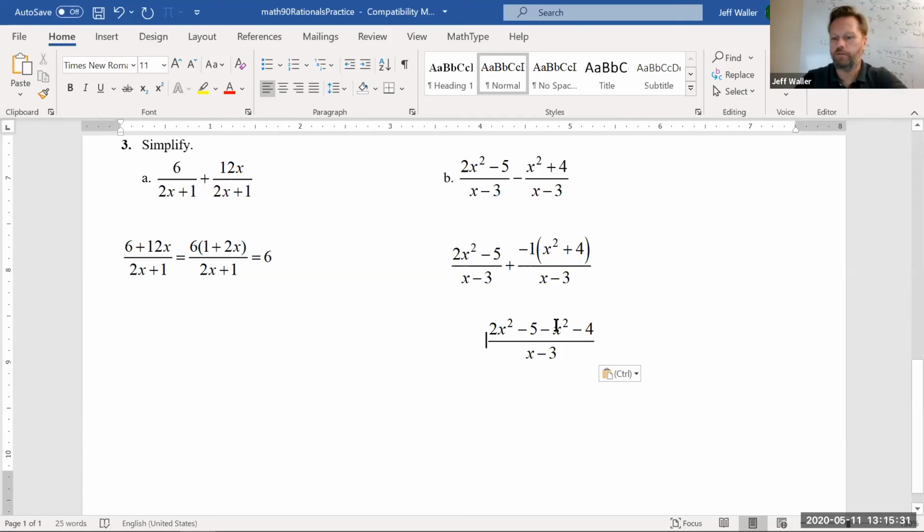So you could skip this step right here. If you're just careful, the minus x squared and the minus 4, you've got to change both signs, because what's being subtracted is this whole thing, not just the x squared piece. Both of them are being subtracted. Now finish that up. Now that I did that hard step for you, do the rest.